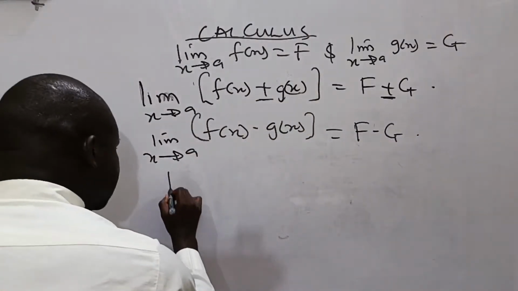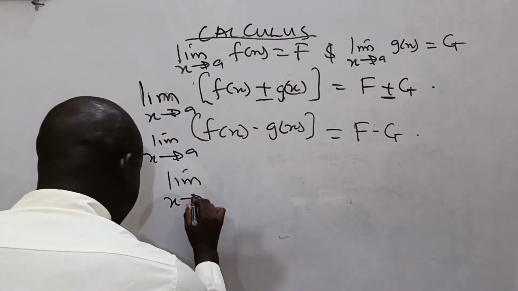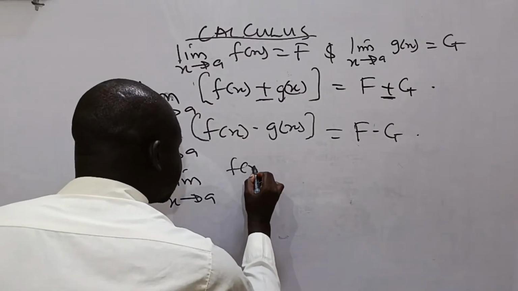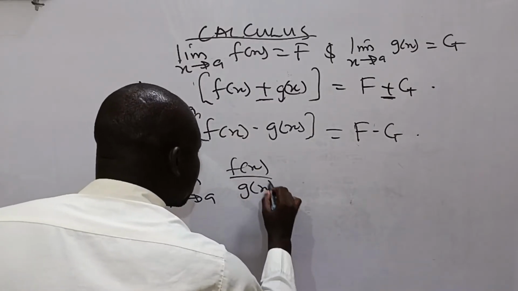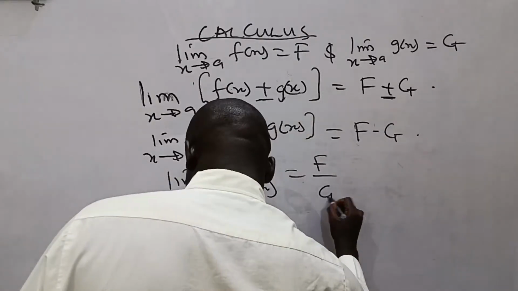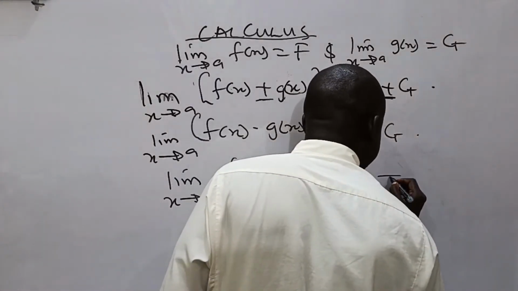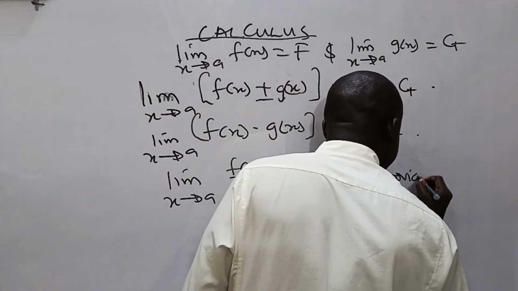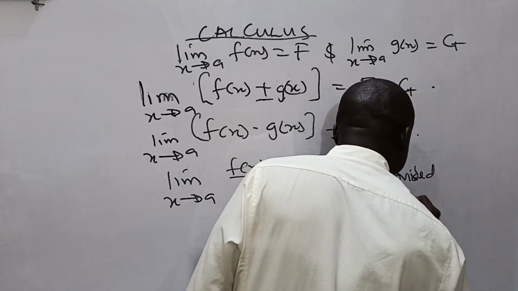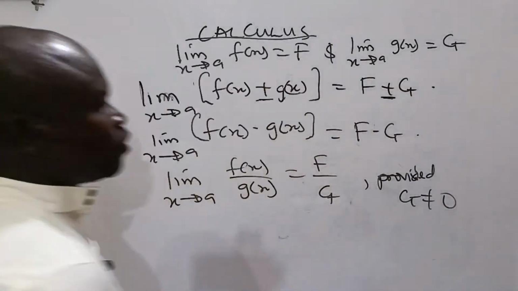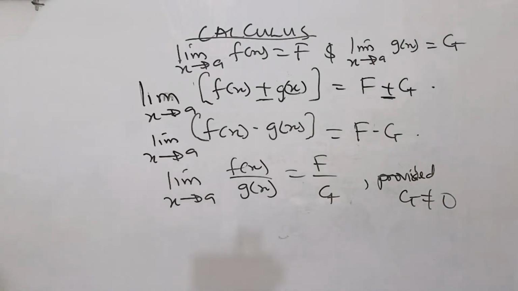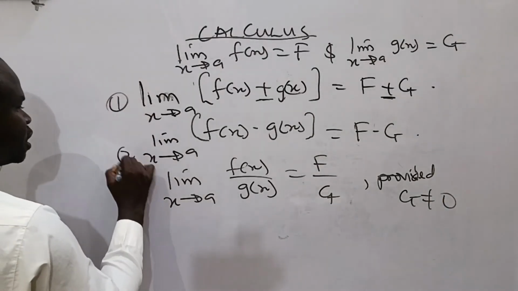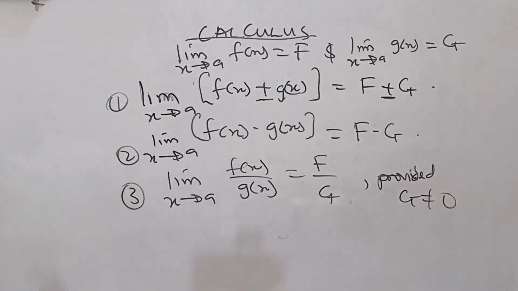Then the division is still the same thing. The limit as x tends to A, when we have f of x divided by g of x, will just be F divided by G, provided that G must not be equal to 0. We have to be very careful. This is the first one, the generalization of the limit of a function. So if the denominator is equal to 0, the limit of that function will be undefined. So we must note that.